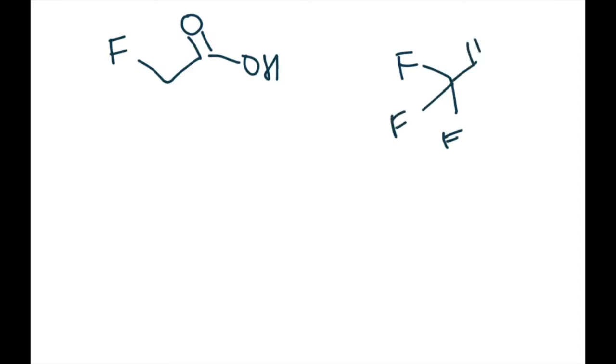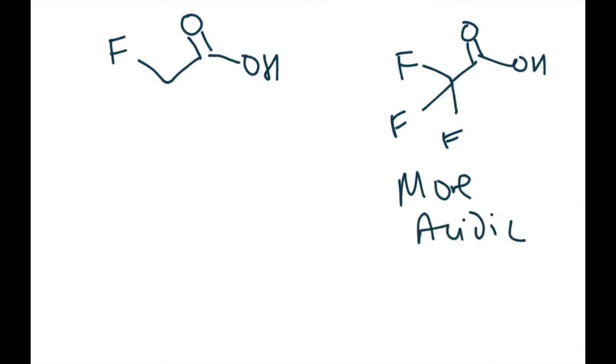So we can look at this by saying, hey, if I have a fluoride and then I have 3 fluorides, right? This is going to be more acidic because it has more electron withdrawing groups. It has more things pulling electrons toward themselves than just this one group here.